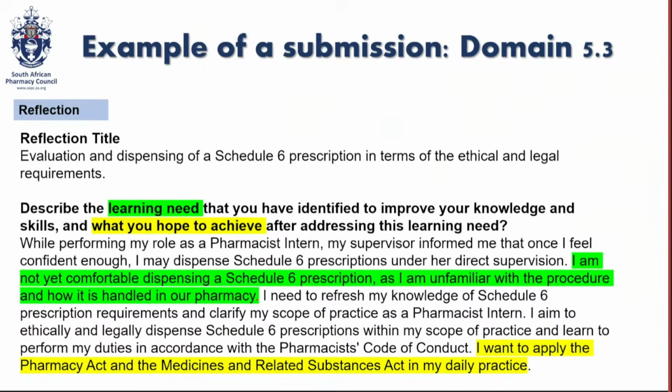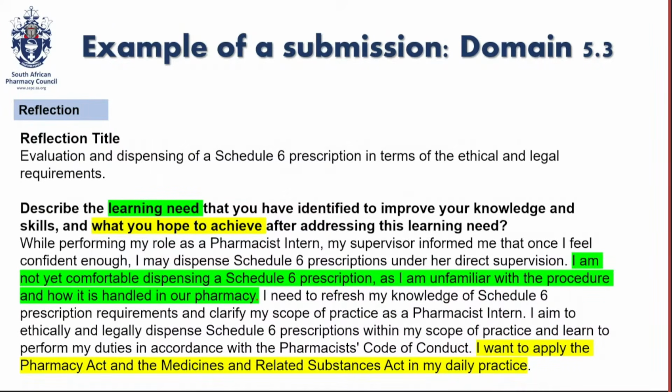So the reflection's title says: evaluation and dispensing of a Schedule 6 prescription in terms of the ethical and legal requirements. So consider whether this would be an adequate learning title, and remember that a learning title must be original, descriptive, and related to the competency standard. If you can see what this particular 5.3 is related to, which is your ethical and legal practice, we know that for a Schedule 6 we will be looking at ethical and legal practice. So it would be seen as a good title.